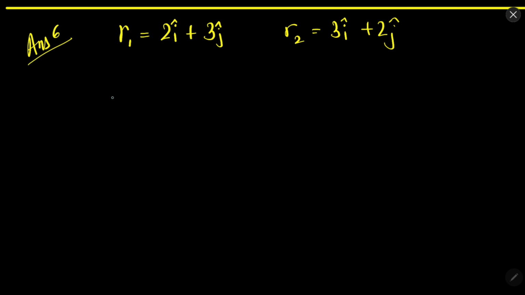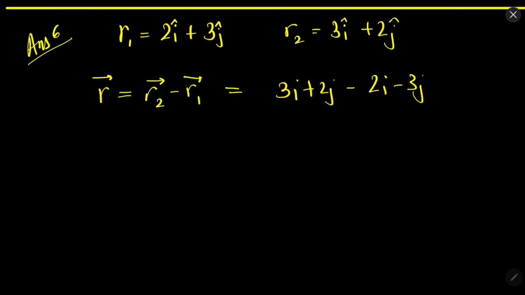Now the displacement is final position minus initial position, or the difference in the position vectors. So R2 minus R1 will be your displacement. So 3i plus 2j minus 2i minus 3j equals i minus j. So the displacement will be this. So what is the work done?